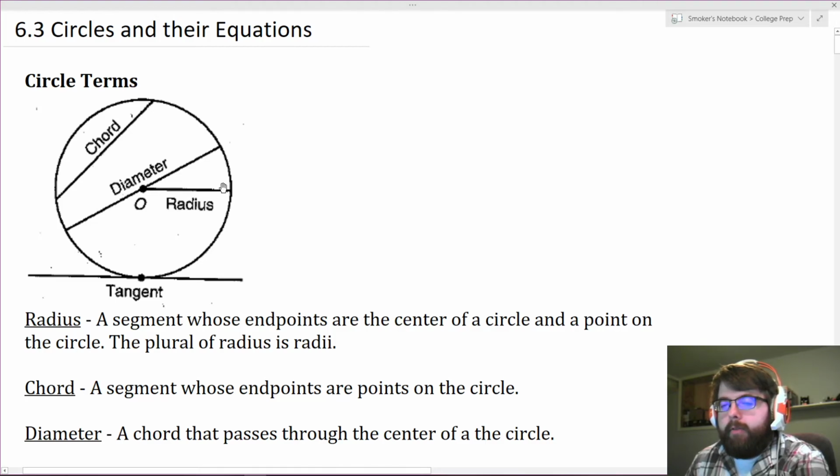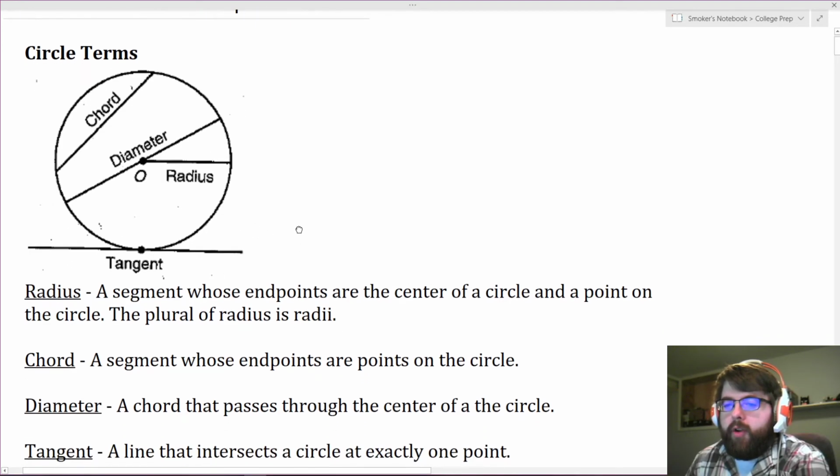The diameter of a circle is a line that goes across the entire circle but must go through the center of the circle. And a chord is a line that goes from one end of the circle to the other but doesn't necessarily go through the center. So a diameter must go through the center. A chord is just a line that goes across the circle.